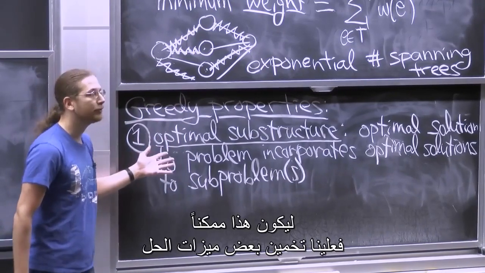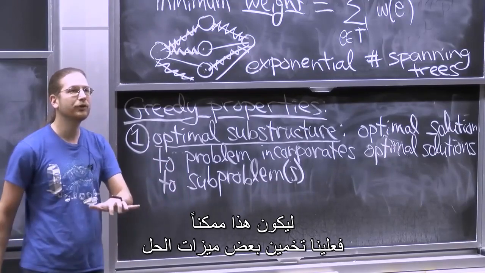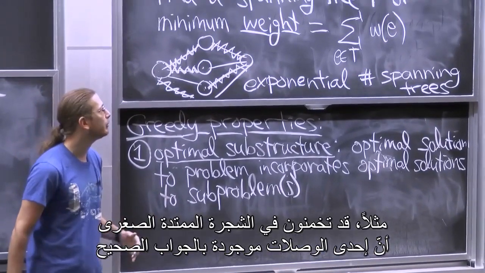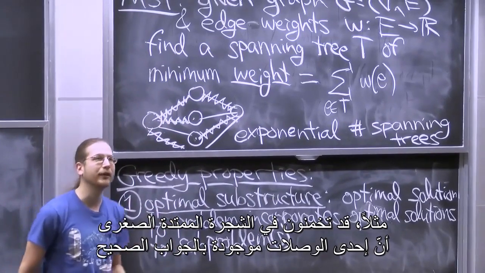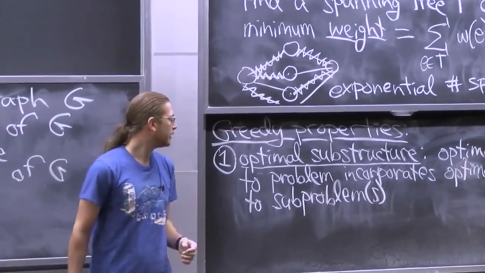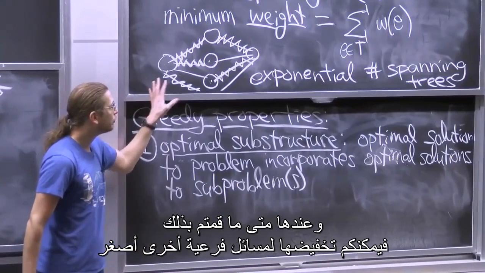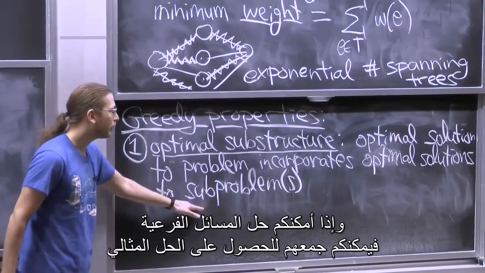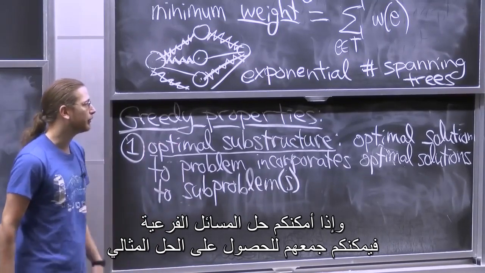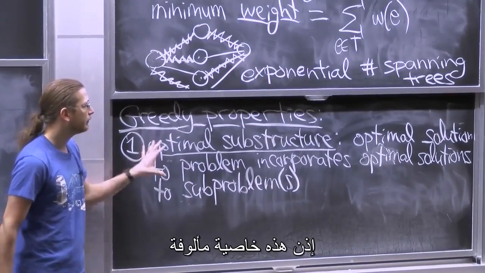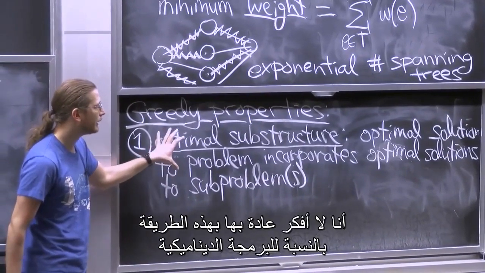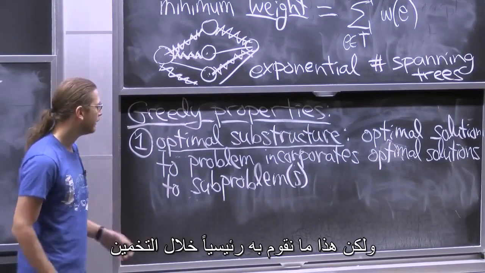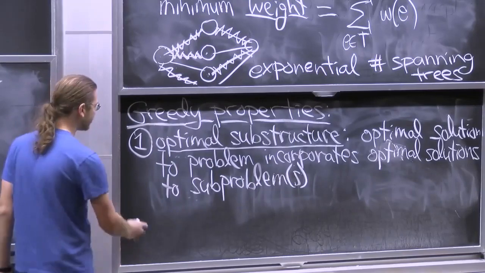for this to be possible, we need to guess some feature of the solution. For example, in minimum spanning tree, maybe you guess one of the edges that's in the right answer. And then once you do that, you can reduce it to some other subproblems. And if you could solve those subproblems, you combine them, get an optimal solution to your original thing. So this is a familiar property. I don't usually think of it this way for dynamic programming, but that is essentially what we're doing via guessing.